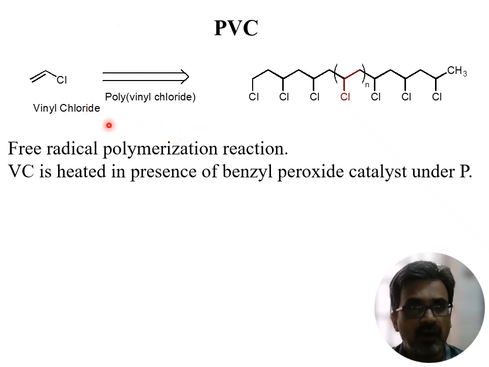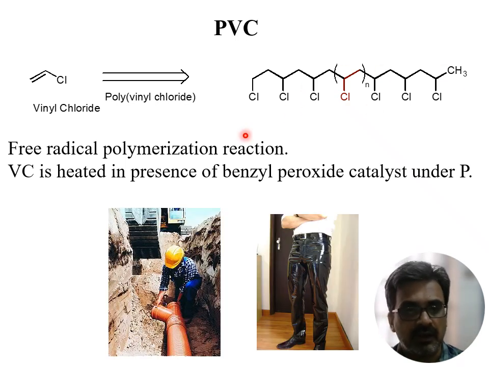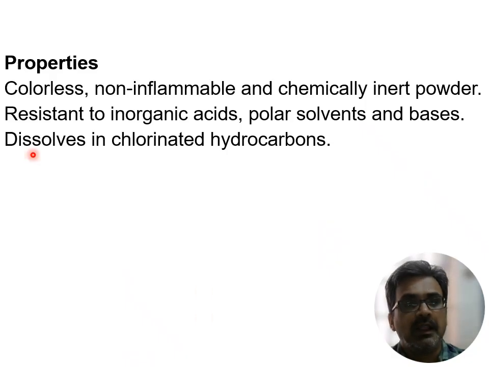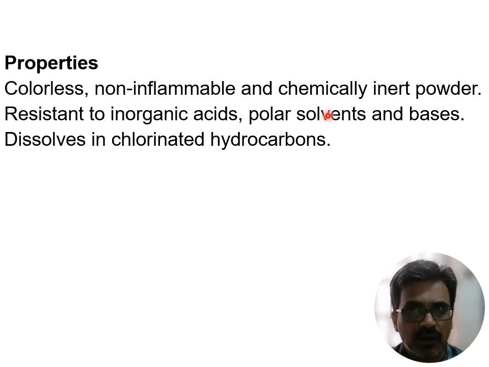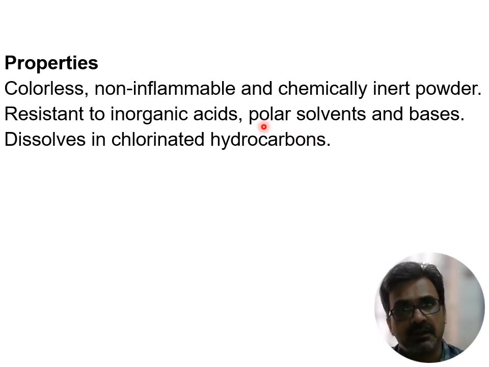If we take vinyl chloride and heat it in the presence of benzoyl peroxide, we get polyvinyl chloride, and it's a free radical polymerization reaction. The usage is enormous, with respect to pipes or even clothing and so on. Coming to the properties of polyvinyl chloride, it is non-flammable and a chemically inert powder, and it's colorless. It is very resistant to acids, polar solvents, and bases.